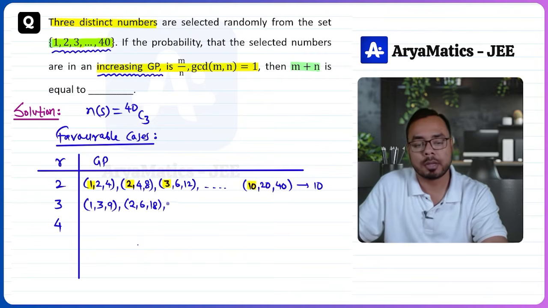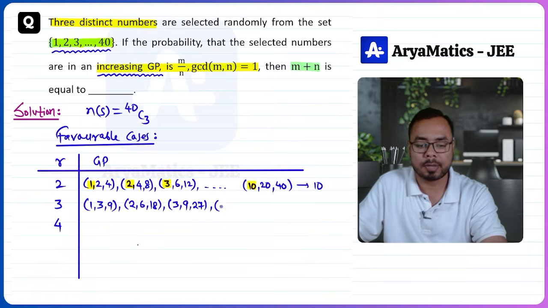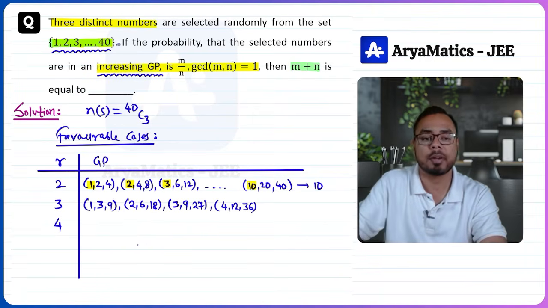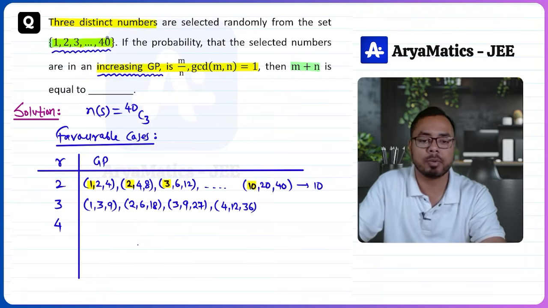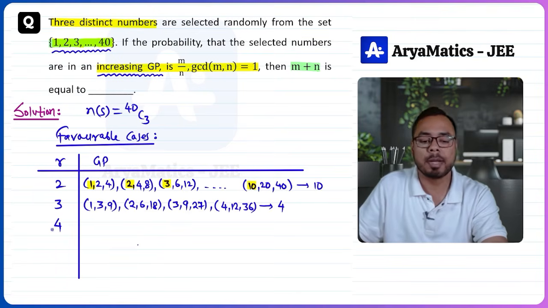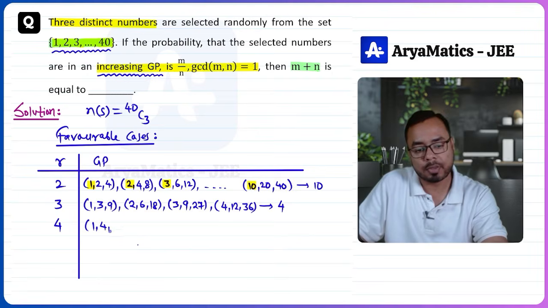So the next possibility will be if I take the first term as 3: 3 into 3, 9, and then 9 into 3, 27. If I take the first term as 4: 4 into 3, 12, 12 into 3, 36. And if I take the first term as 5, then the next term will be 15, and then 15 into 3, 45. 45 is not there in this set. The moment you cross 40, we have to stop counting. So these are the 4 GPs with common ratio 3. Similarly, if I take common ratio 4, then we'll get 1, 4, 16.